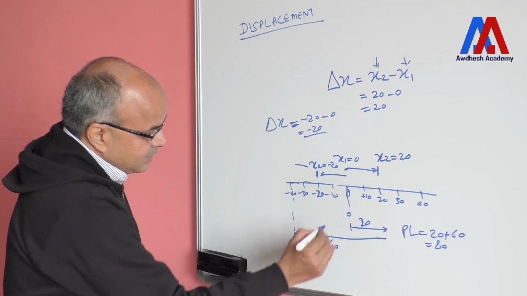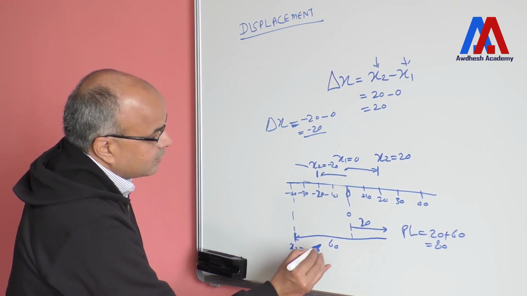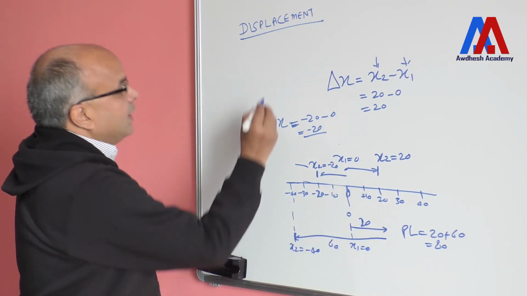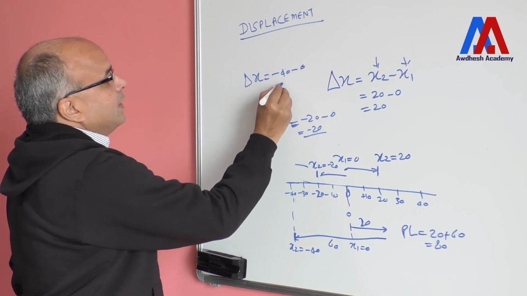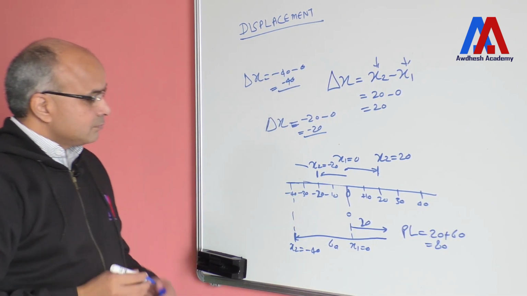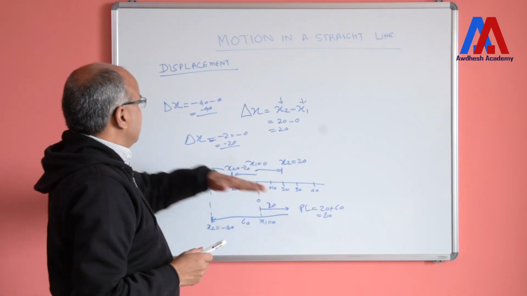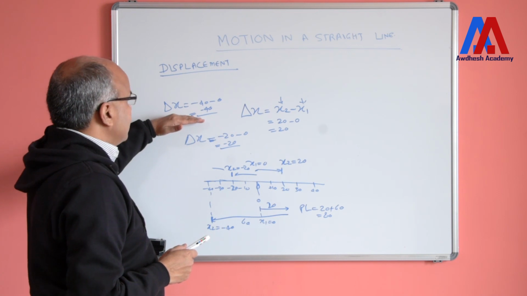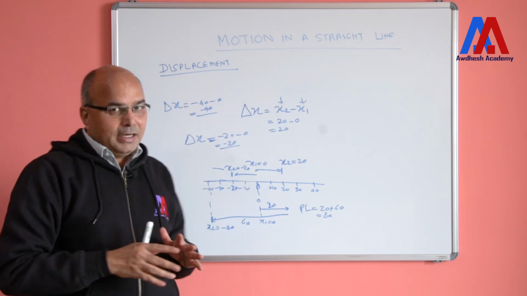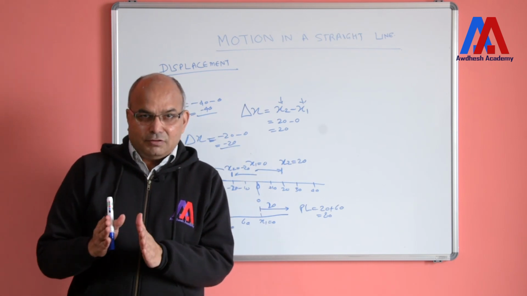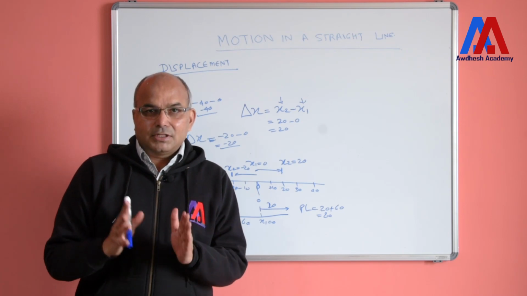However, when we are talking about the displacement, we have to see this is x2, and the value of x2 is minus 40, while the value of x1 is 0, and therefore the displacement will be equal to minus 40 minus 0, which is minus 40. So we have seen that in the same case the path length is 80, while the displacement is only minus 40. Because displacement is a vector quantity, it can be plus or minus, and what ultimately matters is the final position of the particle vis-a-vis the first position, and that is what decides the displacement.